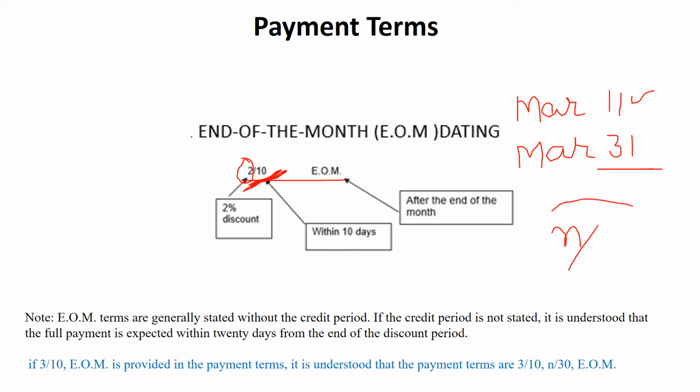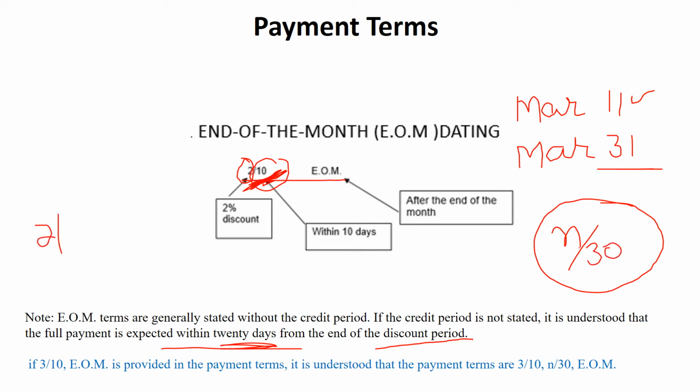And for the net amount, usually in EOM, the net amount term is missing. If it is missing, just expect that the net amount should be paid within 20 days from the end of the discount period. So 10 days for the discount, 2% cash discount, plus 20. So N is N/30. So you get terms 2/10, N/30.